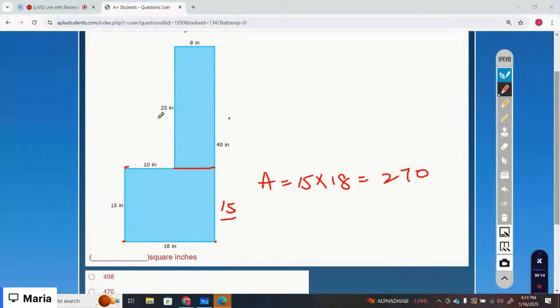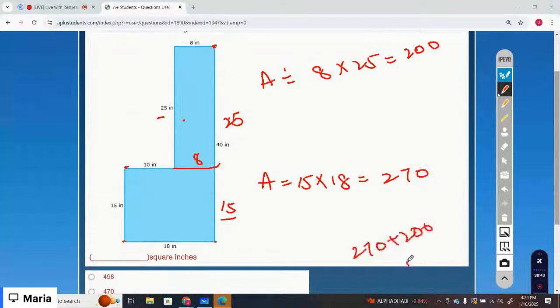Now let's just look at this rectangle. From here to here, the side length is 25. So then from here to here, that is 25. This is 8 inches, so this is 8. So the area of this figure is 8 times 25. 8 times 25 is 200, sorry. So you need to calculate the area of the whole figure. So you need to add both the areas, right? That is 270 plus 200. So that would be 470. So the area of this shape is 470. Option number 2 is the correct option.